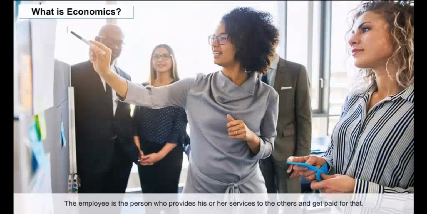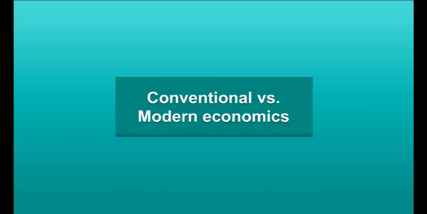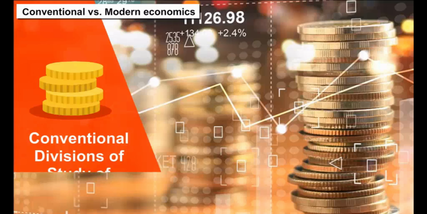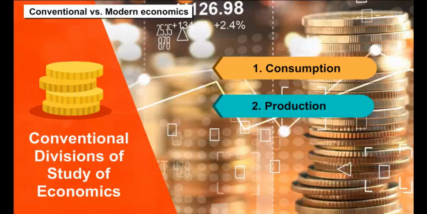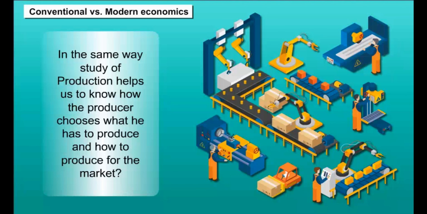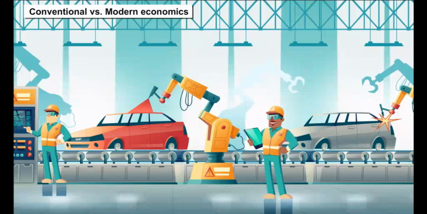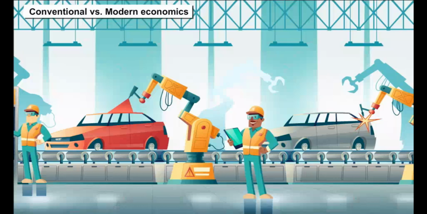Employee. The employee is... Conventional versus modern economics. Conventional divisions of study of economics. The study of consumption tells how the consumer decides which product to buy with his given income and the alternative goods available. In the same way, the study of production helps us to know how the producer chooses what to produce and how to produce for the market.